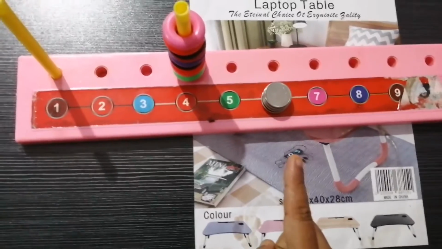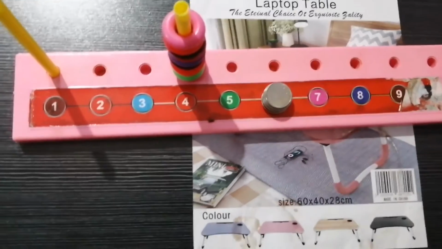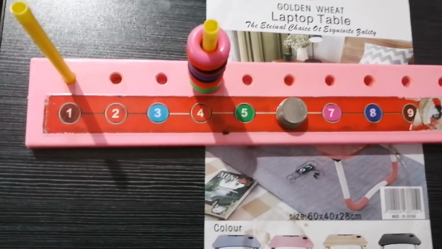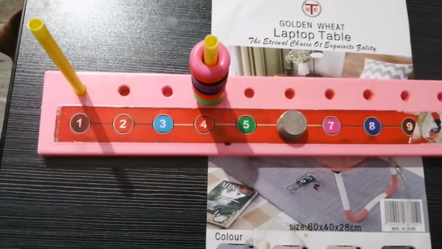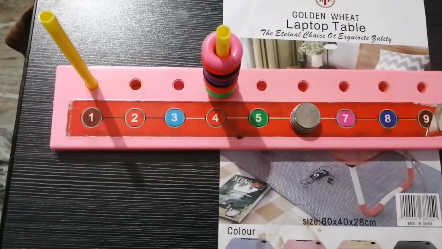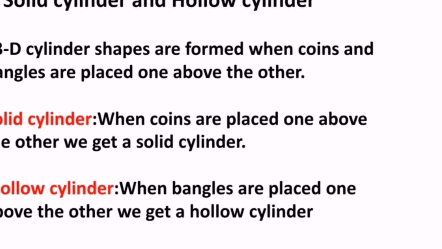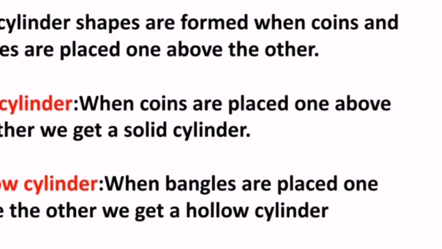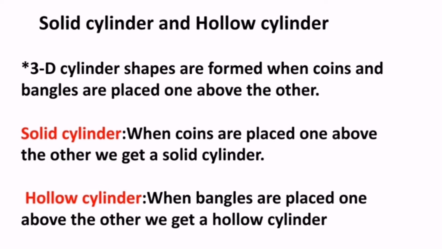Now, when coins are placed one above the other, we get a solid cylinder. Okay. When bangles are placed one above the other, we get a hollow cylinder. Okay. Now just look at the changes here. I will repeat it again. When the coins are placed one above the other, we get a solid cylinder. When bangles are placed one above the other, we get a hollow cylinder.